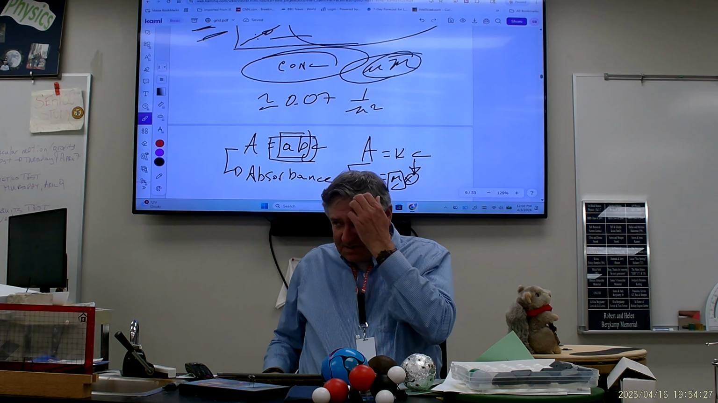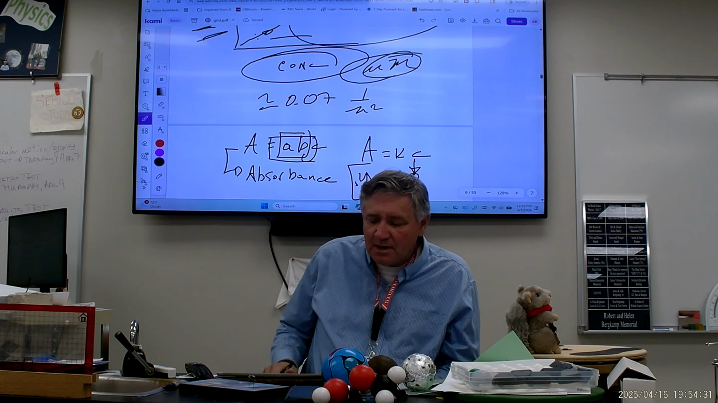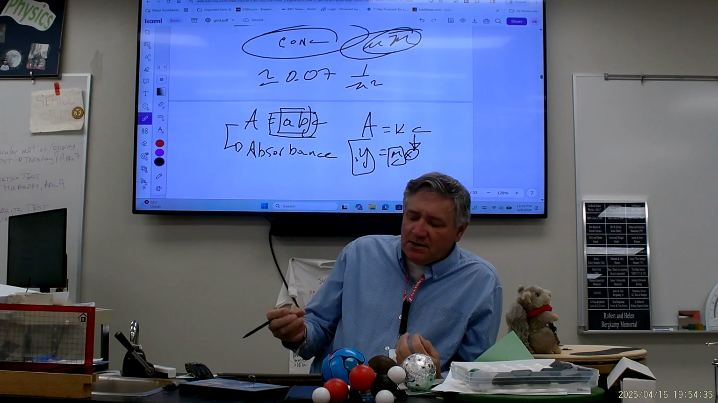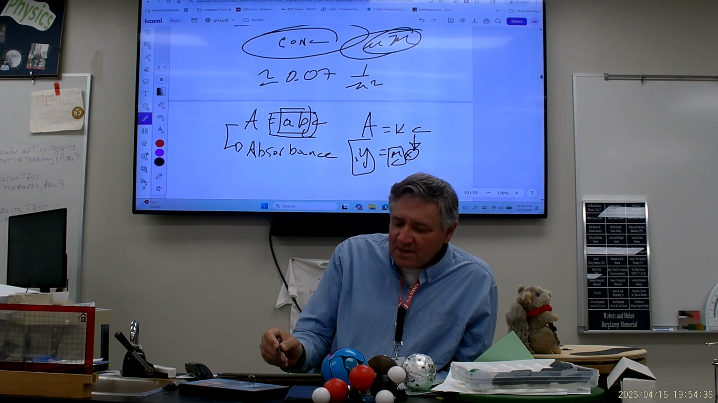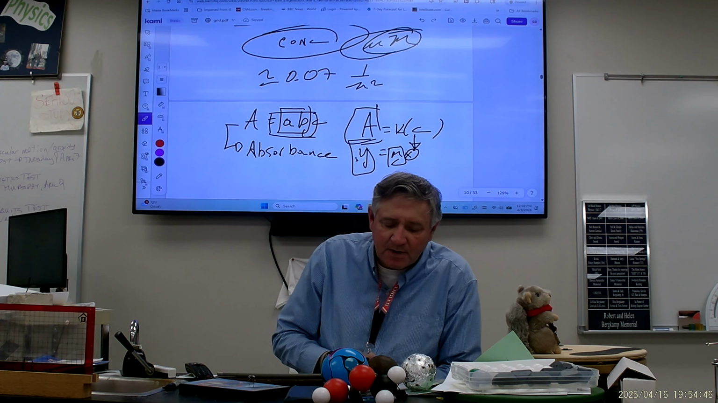So here's what's going to happen today. This is why you have to have the slope of this line. Once you have the slope of the line, you can generate the equation, and if I know either the absorbance or the concentration, I can figure out the other one, because then it's just y equals mx plus b.